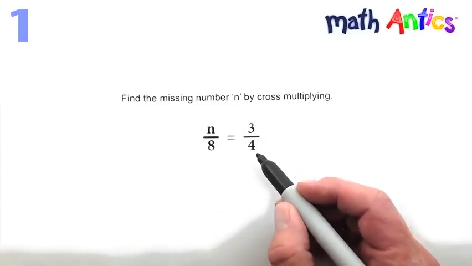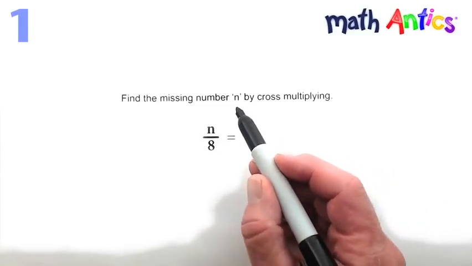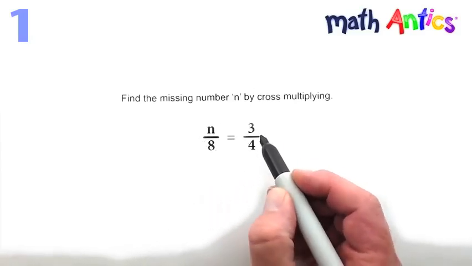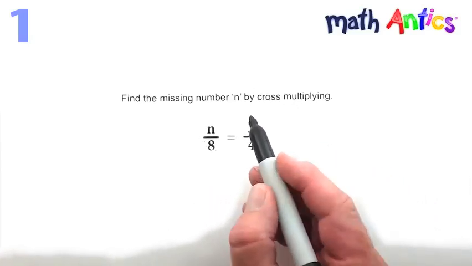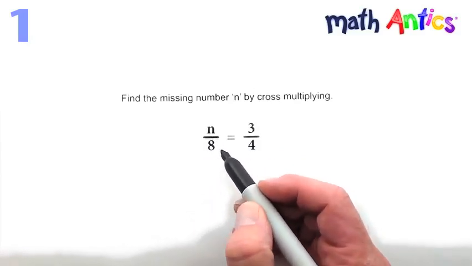This equivalent fraction here works basically the same way, and we can cross multiply to solve for the missing number just like if there were units here. You can think of it like a unitless proportion. Okay, so let's do that. Let's cross multiply and find this missing number n, which is the top number of our first fraction.